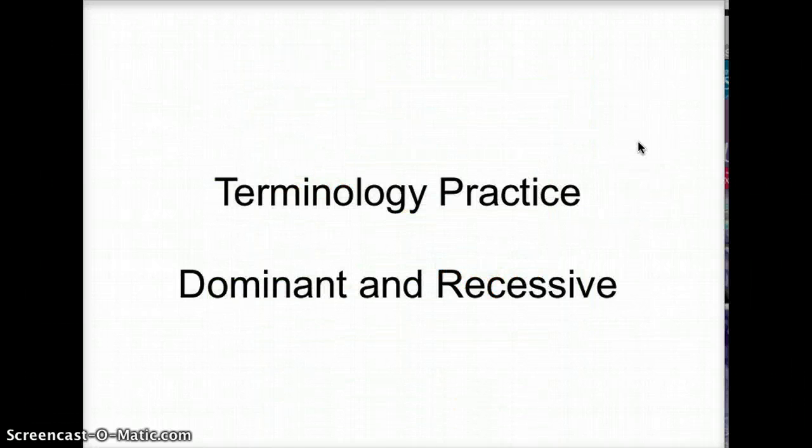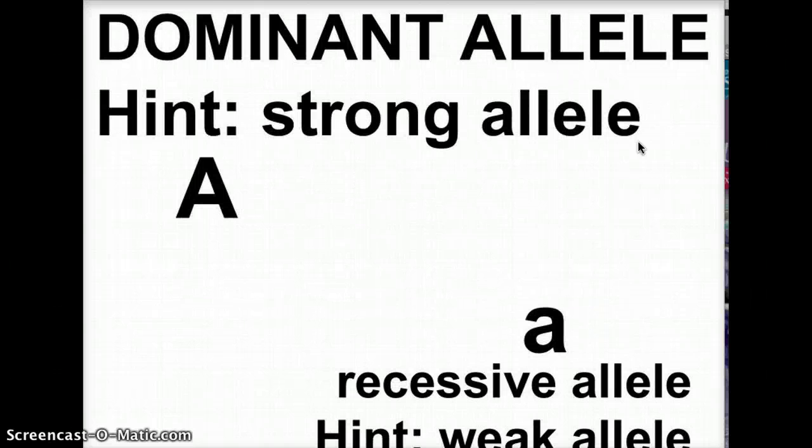The second terminology practice will be dominant and recessive. The dominant allele, whose trait always appears in the organism when the allele is present and is represented with a capital letter. Hint, this is the strong allele. The recessive allele, whose trait is hidden whenever the dominant allele is present and is represented with a lowercase letter. Hint, this is the weaker allele.